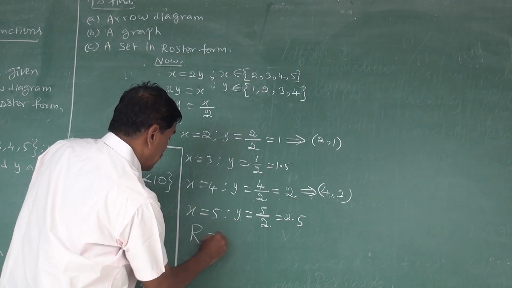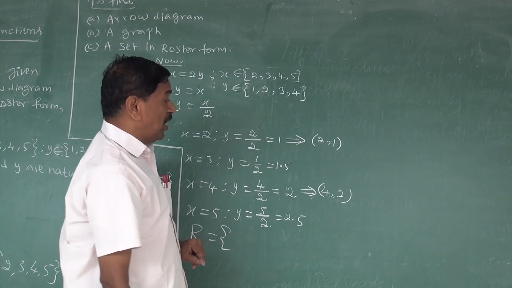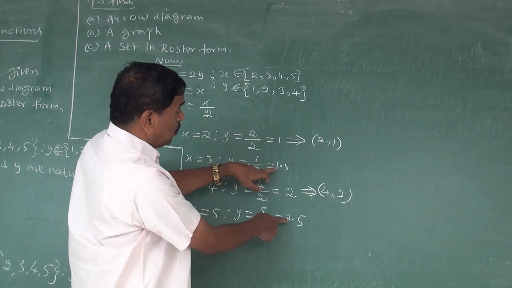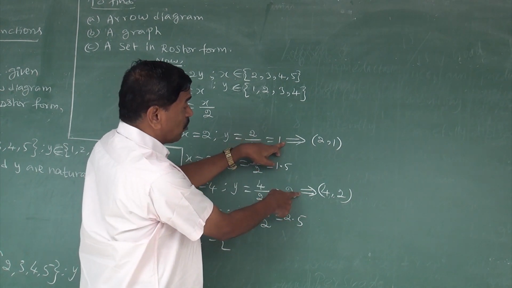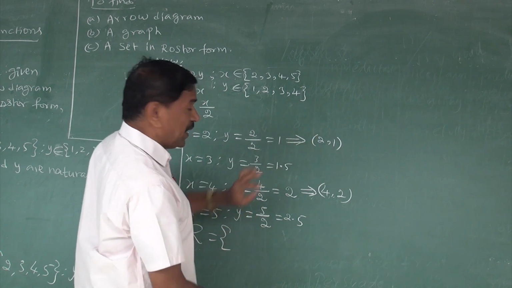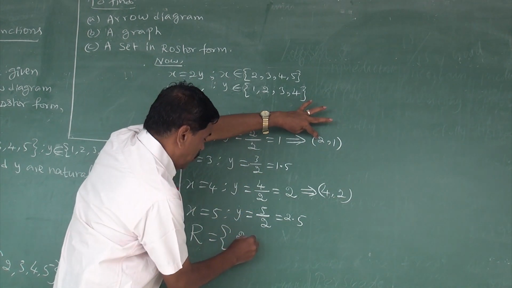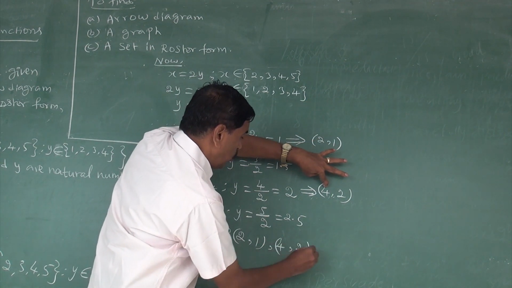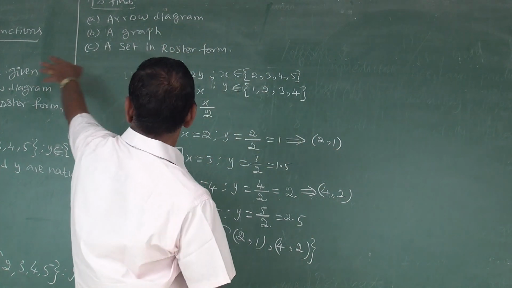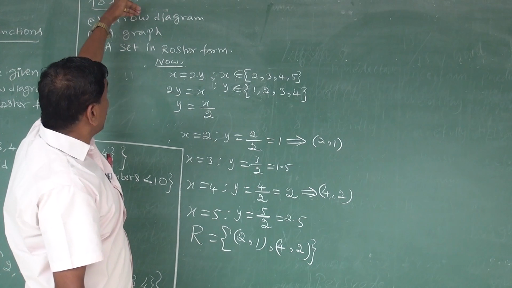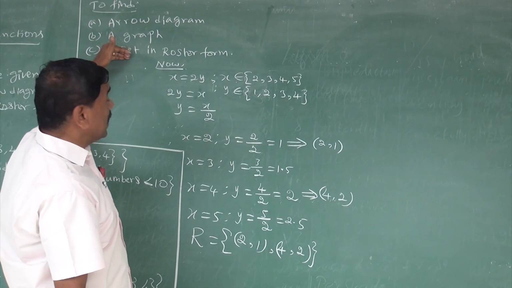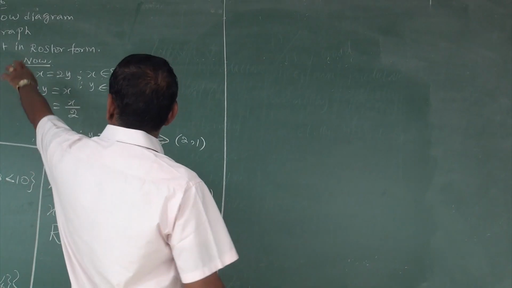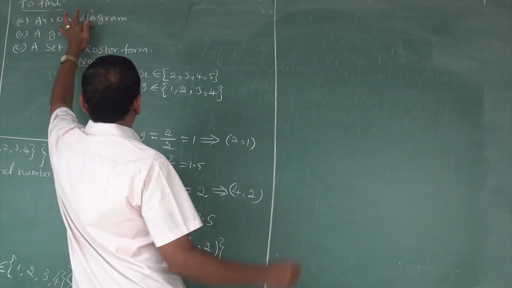Now can you tell me the relation R is equal to, what are the possible pairs? There are 4 cases, in which 2 do not exist and only 2 exist. So there are 2 ordered pairs, namely (2, 1) and (4, 2). Yes, only 2 ordered pairs exist. Now come to the question. Here we want to find 3 answers: an arrow diagram, a graph, and a set in roster form. So until now we completed the ordered pairs. Now the first topic is arrow diagram.